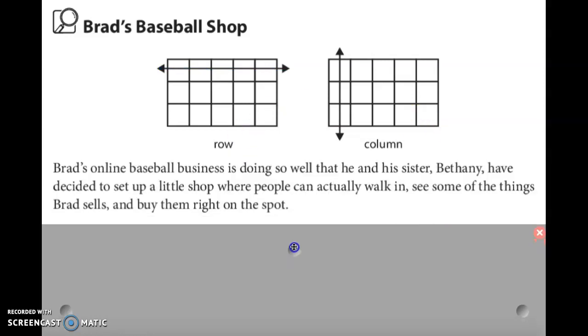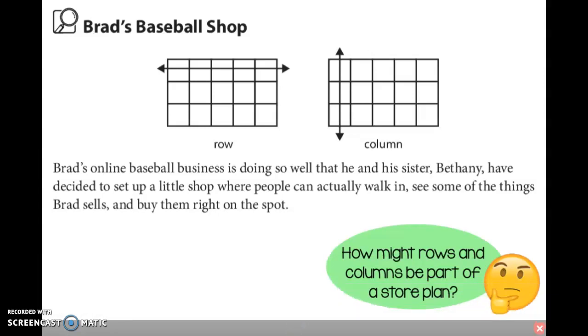So Brad's online baseball business is doing so well that he and his sister Bethany have decided to set up a little shop where people can actually walk in, see some of the things Brad sells, and buy them right on the spot. So be thinking to yourself, how might rows and columns be part of a store plan? Let's find out.